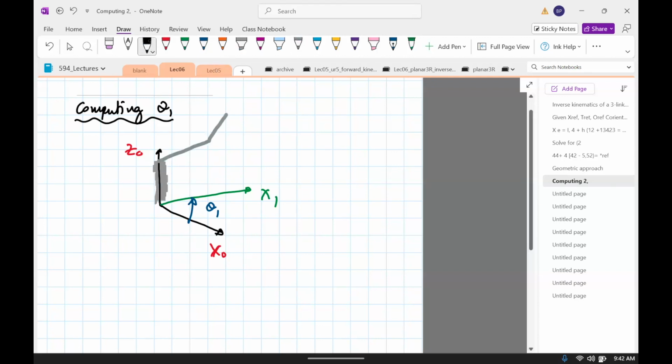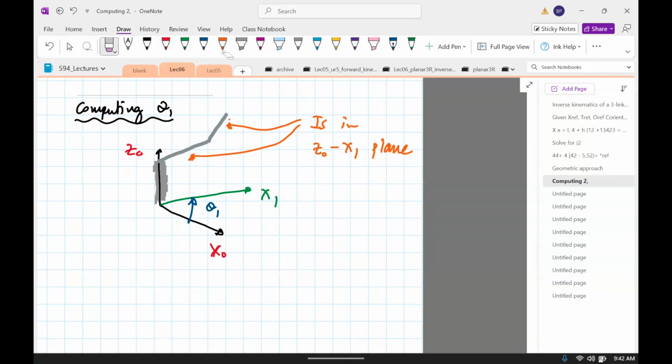It doesn't really matter here, as you see, but the point is that the manipulator, at least the final two links, are going to be in the z0, x1 plane. So this part is in the z0, x1 plane, right? Because it's, after all, a planar manipulator going from link 2 and link 3. It's only link 1, which is this one, which gives it the three-dimensional link.